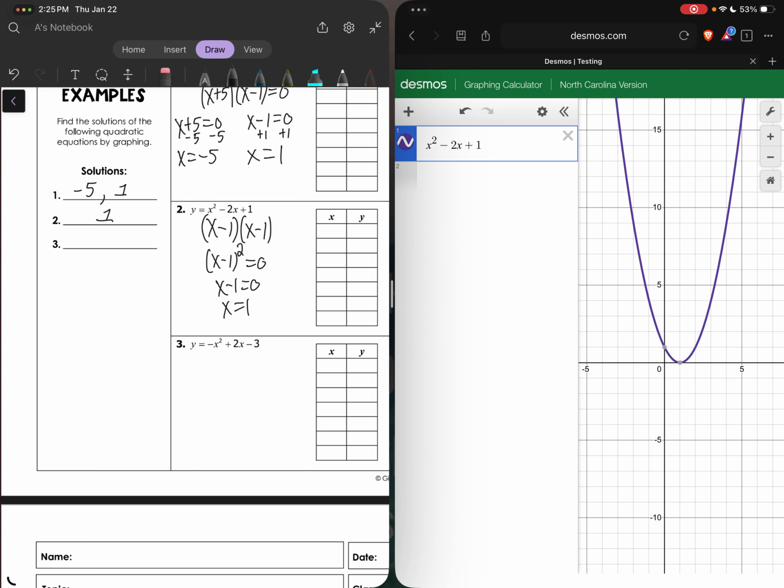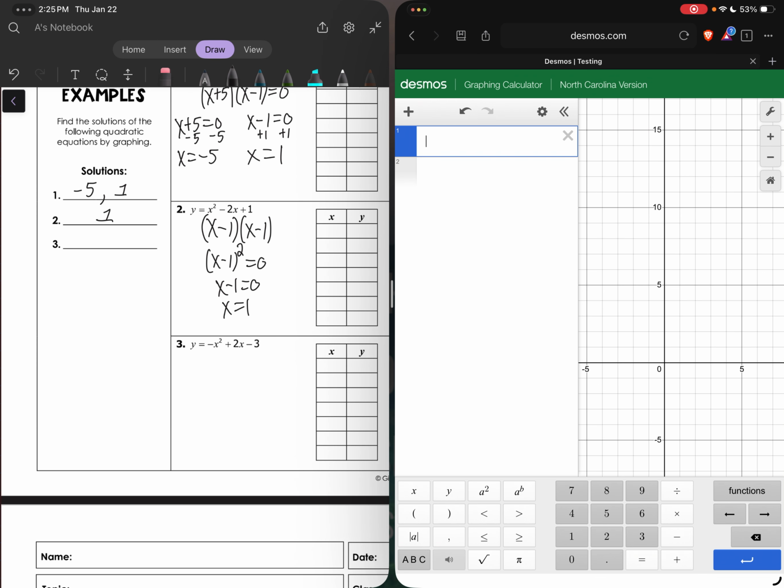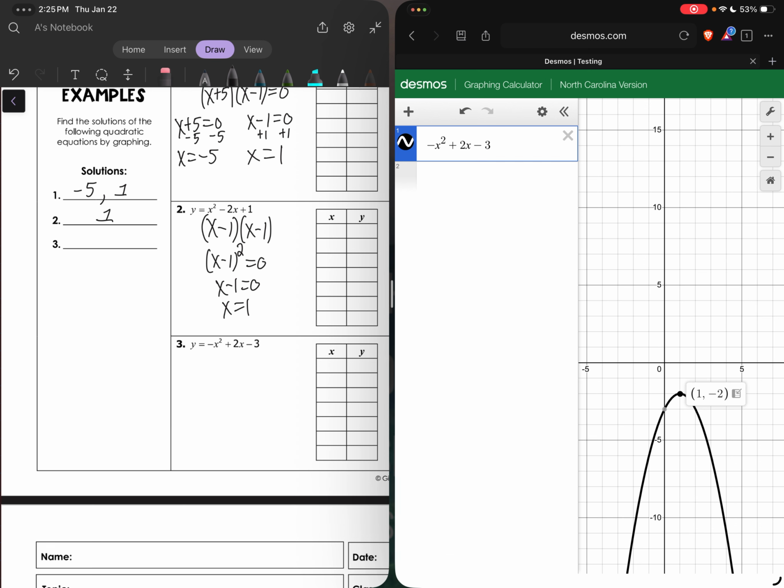All right, number 3. Negative x squared plus 2x minus 3. This does not cross the x-axis. No solution.